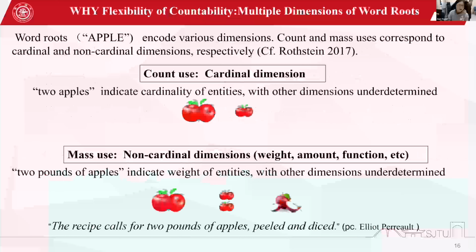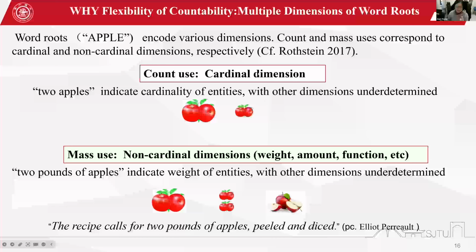Okay, so why do we have such flexibility of countability? That is because we can have multiple dimensions of word root, according to more recent study, Rothstein. According to her, the word root encodes various dimensions, not a simple meaning. Instead, we have multiple dimensions, and the count and the mass uses correspond to cardinal versus non-cardinal dimensions, respectively.